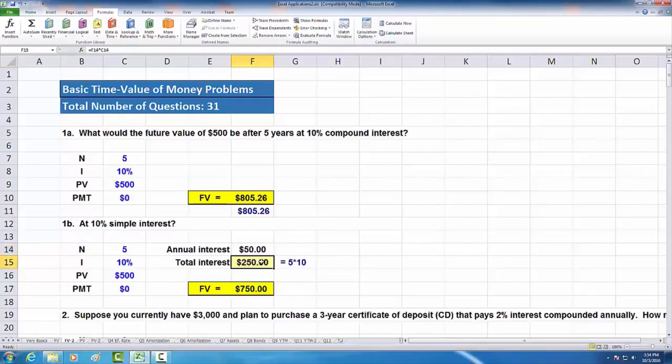You have $250, and you have to add this $250 to the principal. So okay, you have 500 plus 250.